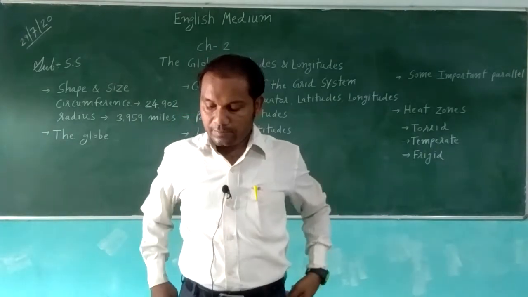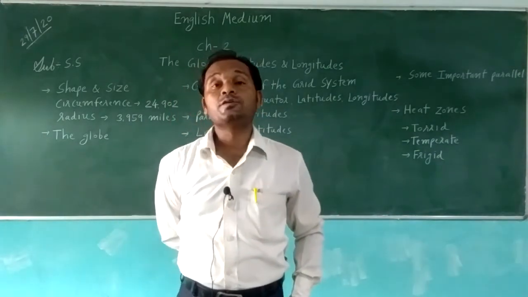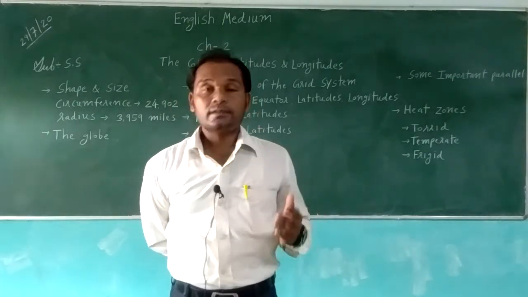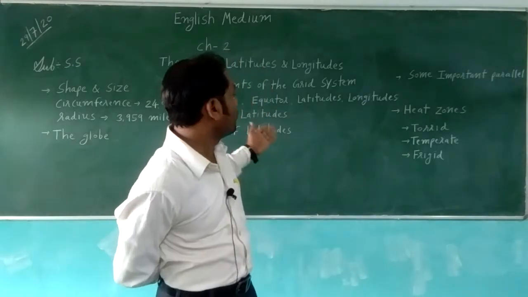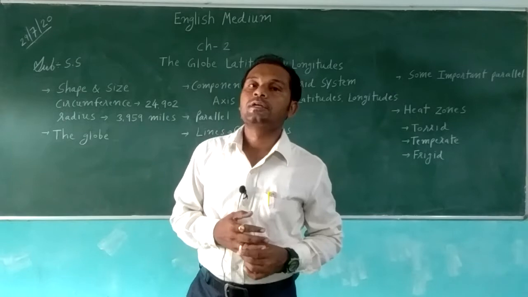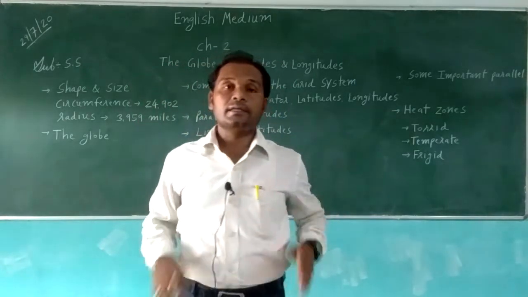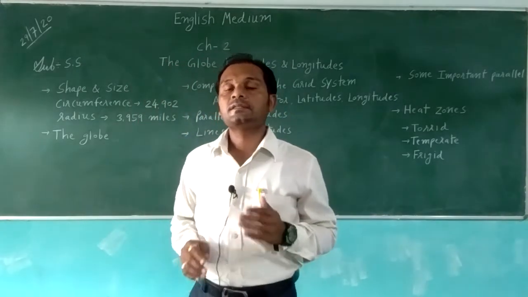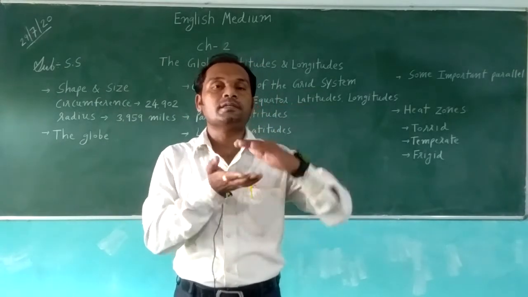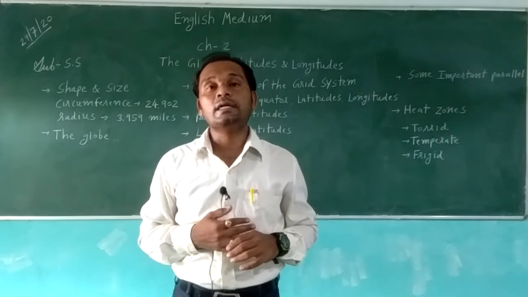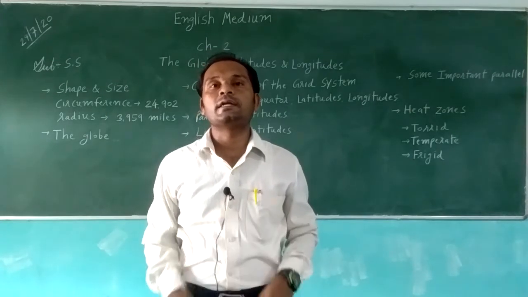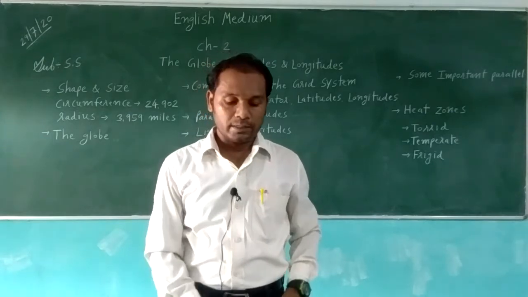Next are the lines of latitude, the parallels. You can see on the globe some lines framing a checks pattern. They are called longitudes and latitudes. The distance between each of these lines is 111 kilometers.